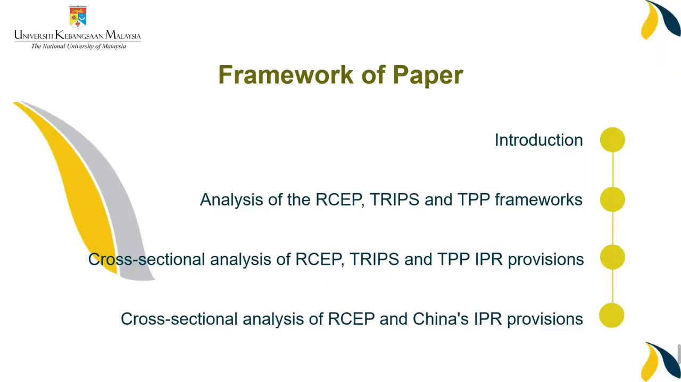This paper is divided into 4 parts. The first part is introduction, and the second part is analysis of the RCEP, TRIPS, and TPP frameworks. The third part is cross-sectional analysis of RCEP, TRIPS, and TPP IPR provisions, and the last part is cross-sectional analysis of RCEP and China's IPR provisions.